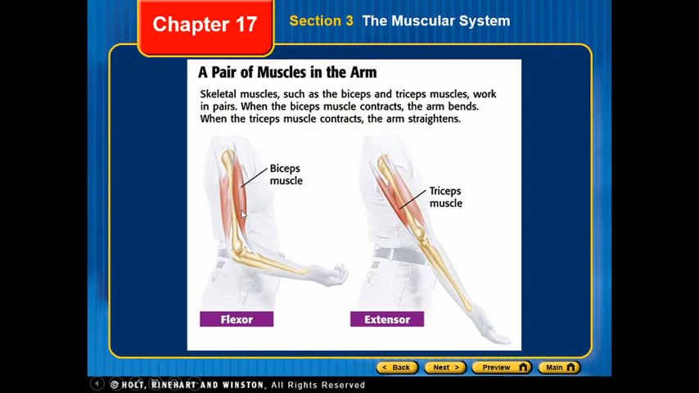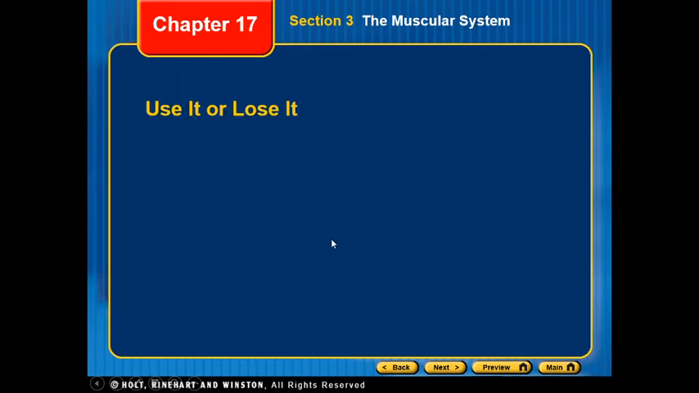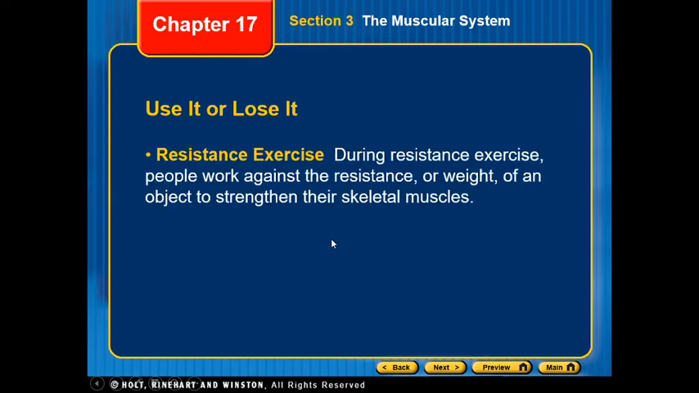So the skeletal muscles such as the bicep and the tricep muscles work in pairs. When the biceps muscle contracts, so try to contract your bicep muscles, the arm bends. So when you bend your arm, your bicep muscles contract. And when the tricep muscles contract, the arm straightens. So this one you call flexor, and this one extensor. So lose it or use it.